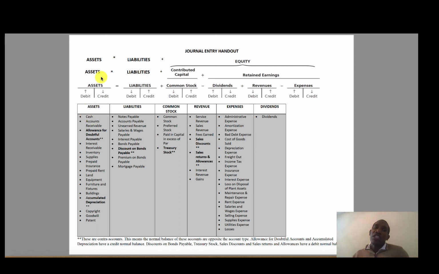Also, each one of these account types has a T account rule associated with it, where the debit is going to have the arrow going up or down, or the credit is going to have the arrow going up or down. Remember, debit is always the left side of the T account, credit is always the right side. When you increase an asset, it's a debit, and you put it on the left side of the T account. For assets, when you decrease, it's a credit, and you put it on the right side of the T account, okay? And that's how that works.